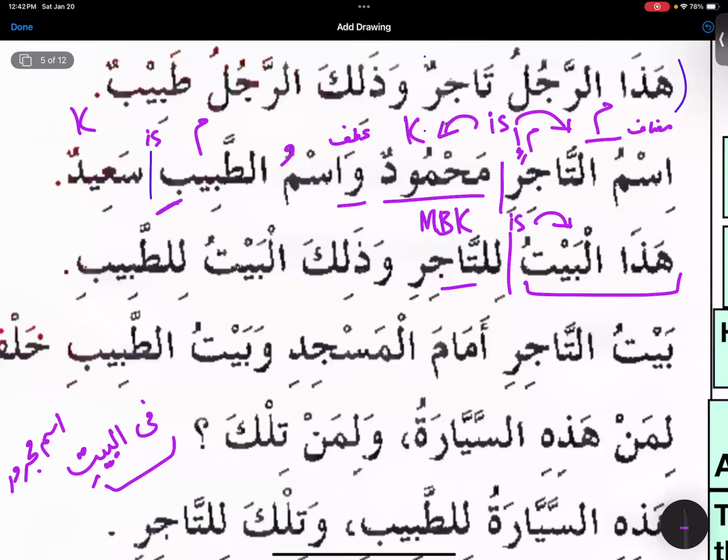Then if you see a word like baitu tajiri, if I ask you, does tajir have any relation with this baitu? What should be your answer? Yes, it's mudaf and mudafilai. Exactly. Now, does this attajiri have any relation with this ism over here grammatically? No. So that's why we are saying there is a break in the chain. They are separate and do not have a relation between them. So when there is a break in the chain, our MBK can go there.